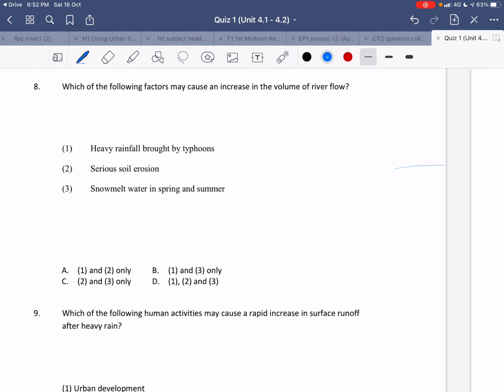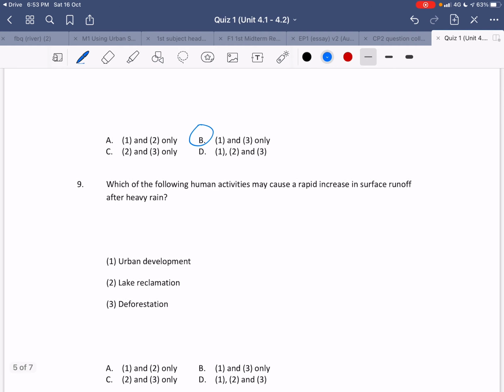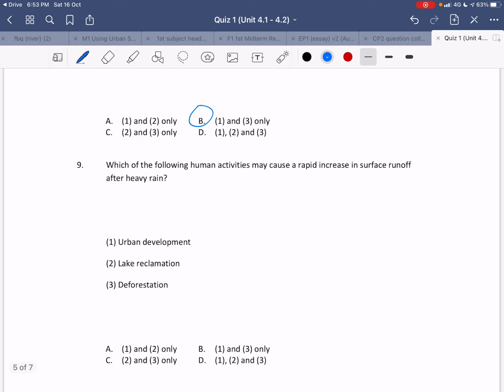Okay, and which of the factors may increase the volume of river flow? Heavy rainfall brought by a typhoon. Soil erosion cannot increase the river flow because it's just about adding soil to the river. And then snowmelt water in spring and summer. So 1 and 3. Which of the following activities may cause a rapid increase of surface runoff after the rain? Urban development, because there is more concrete, and the water will directly go into the river and not infiltrate into the soil.